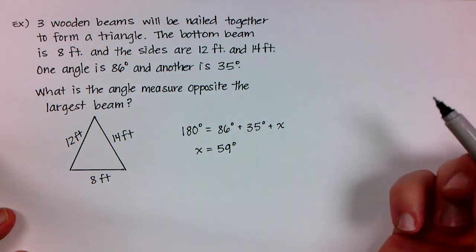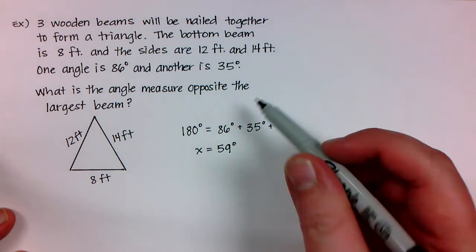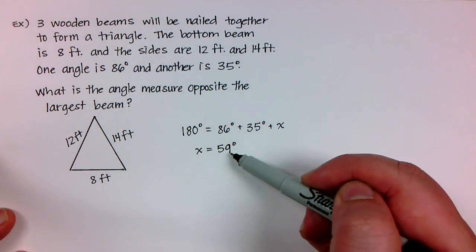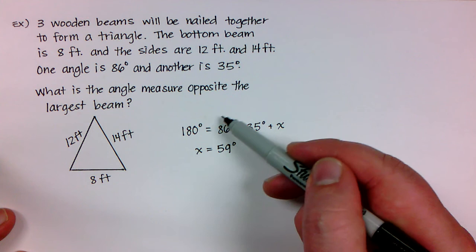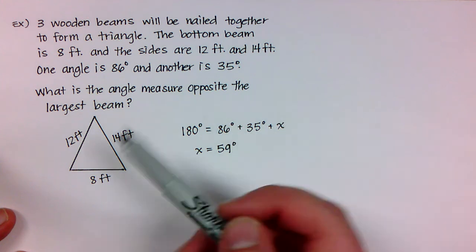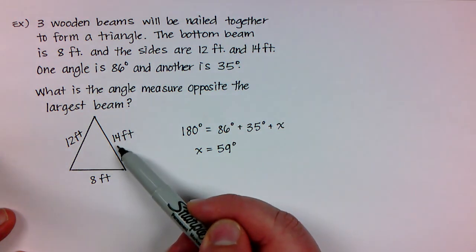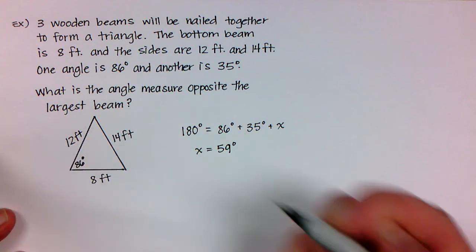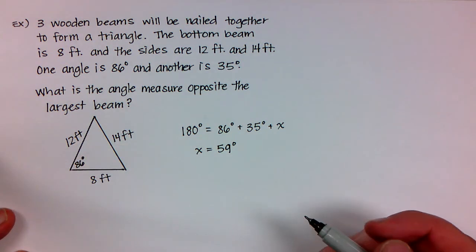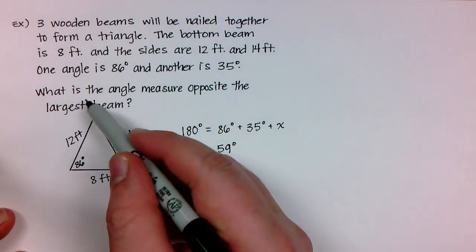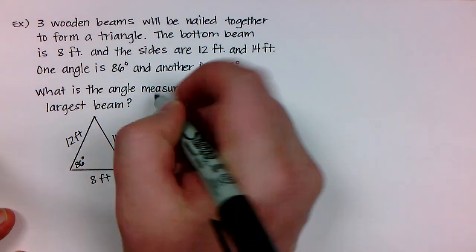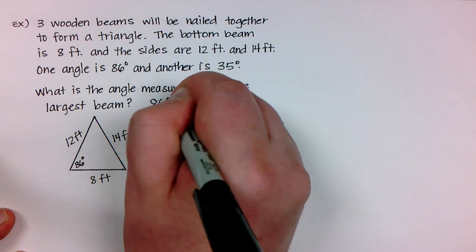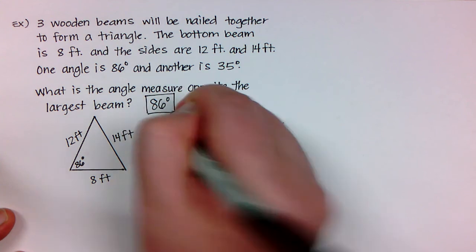So, out of my 3 angles, 86, 35, and 59, the largest one, which is 86, should be opposite the longest side, which is 14. So in my diagram, this would have been the 86 degrees. Okay, and that's what we're asked. What is the angle measure opposite the largest beam? It is 86 degrees, and that's my answer.